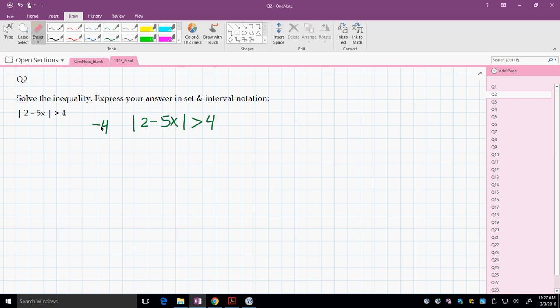Okay, the inequality sign has to stay in the same direction. I'm going to take the original one and solve for it. 2 minus 5x greater than 4. I'm solving for x, so I'm going to subtract 2 in both sides of the inequality. The 2 cancel. Now I have negative 5x greater than 2.